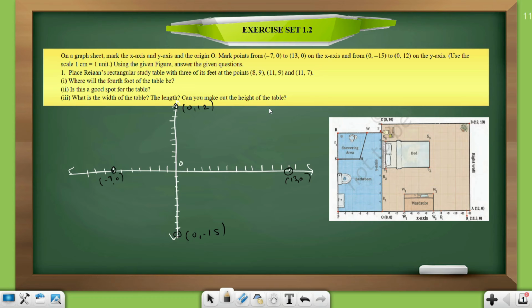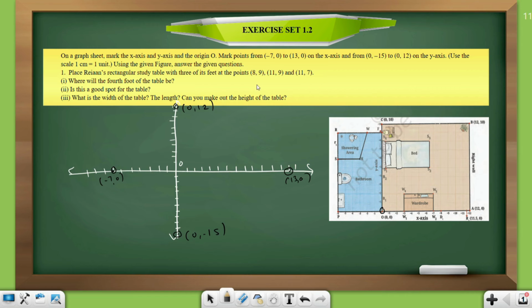Now we'll move on to the first question, which is: place Ryan's rectangular table with three of its feet at the points (8, 9), (11, 9) and (11, 7). Look at this diagram. Here you know that this is our origin, this is the positive side of the x axis, this the negative side of the y axis, and this the positive side of the y axis. The given 3 points are the feet of the rectangular steady table of Ryan's room.